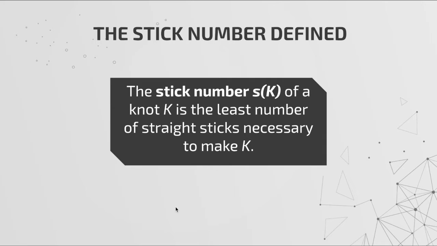Where the bridge number is defined as being the least bridge number of all projections. The stick number is defined similarly, right? It's the least number of straight sticks necessary to make any particular knot. So by definition, it's an invariant, kind of like the bridge number.